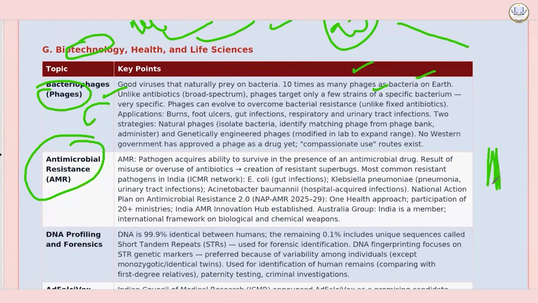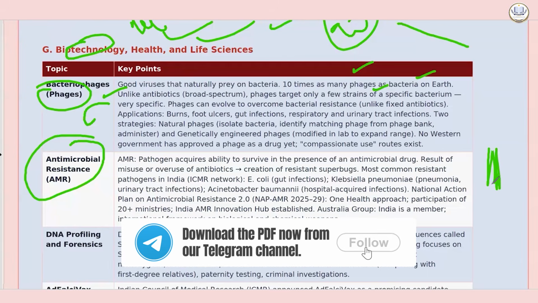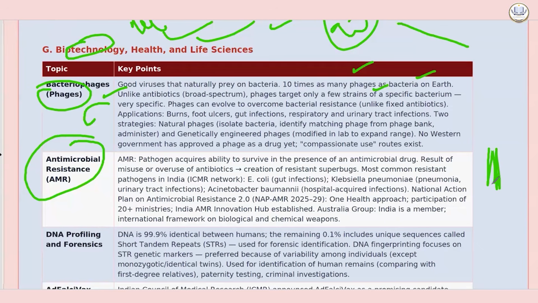not only by taking them for various ailments, but also because they are widely used in dairy farming and even in other farming activities. That misuse of antibiotics has created resistant superbugs. We have different kinds of superbugs which have developed, which is E. coli for gut infection.